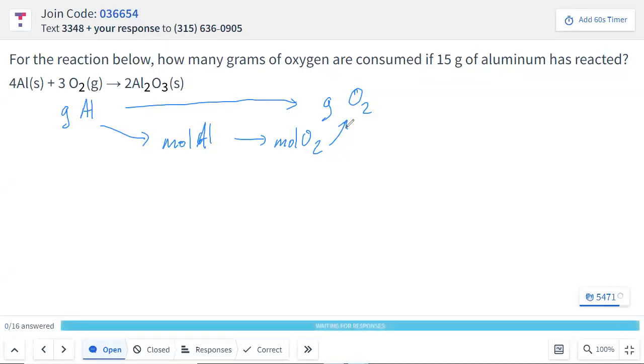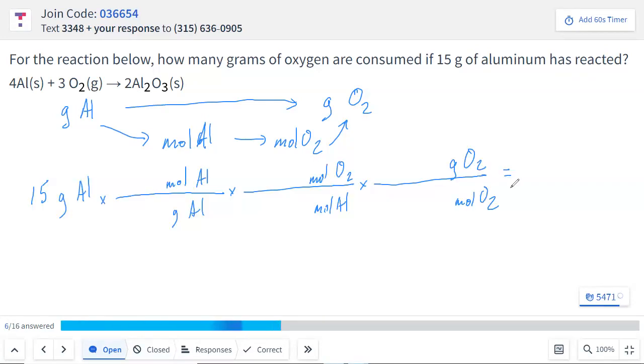And if you don't have a copy of the periodic table handy, hopefully you've got one that you packed with you. Otherwise, we'll let you borrow one for now.